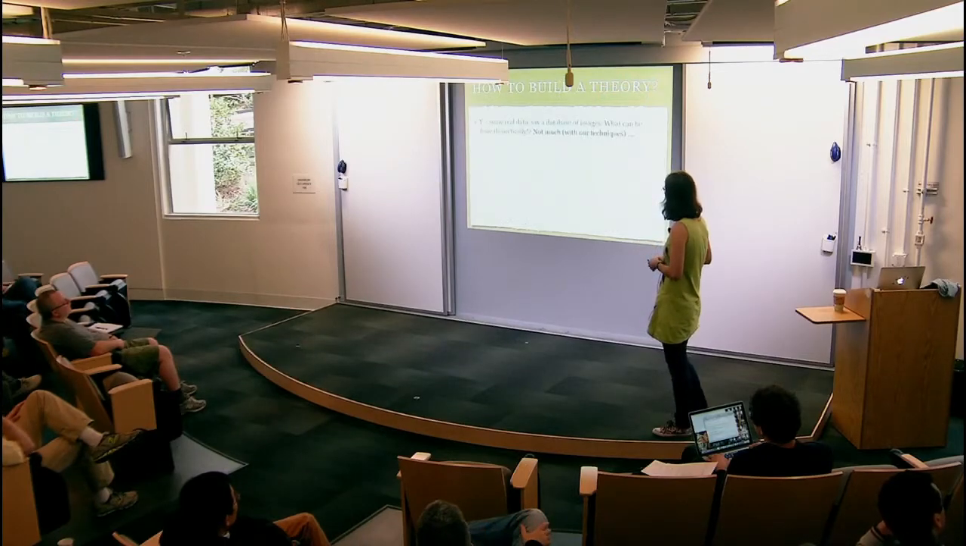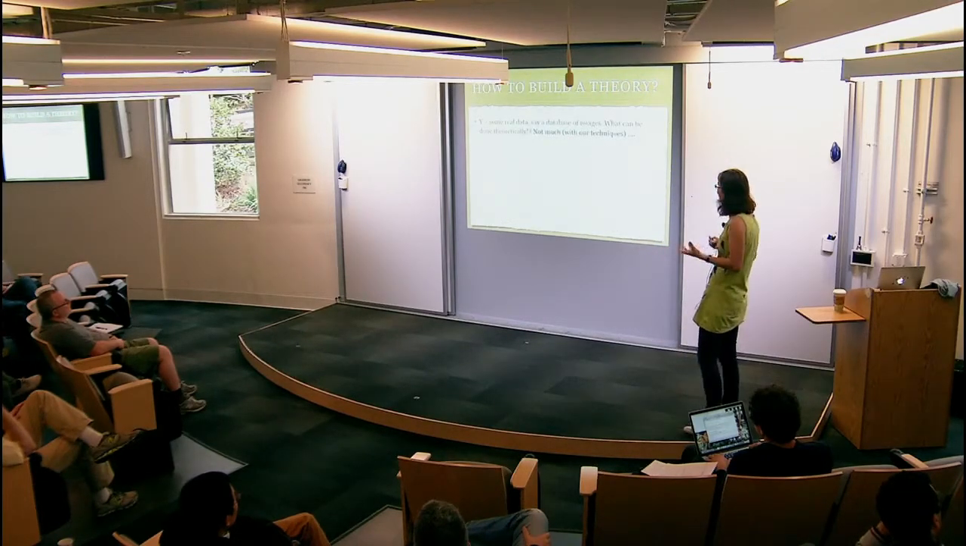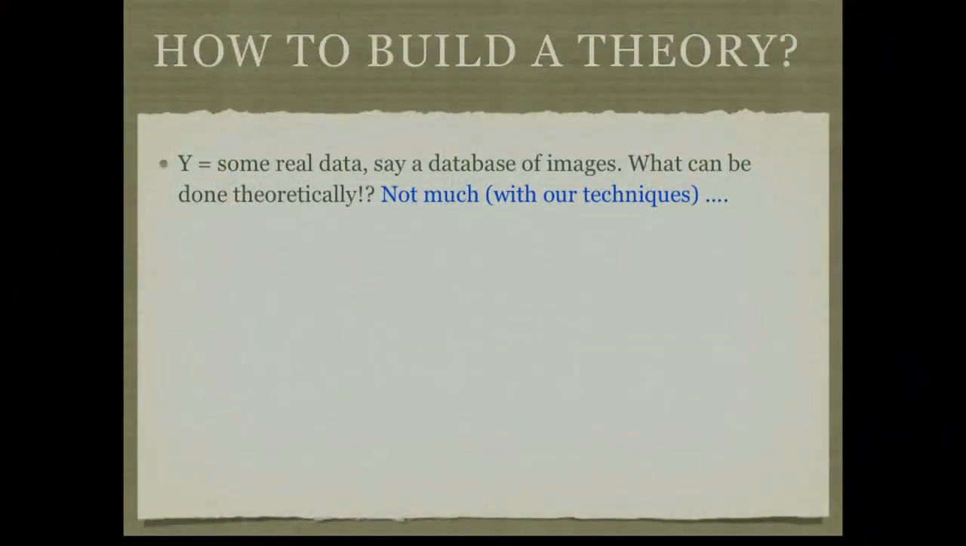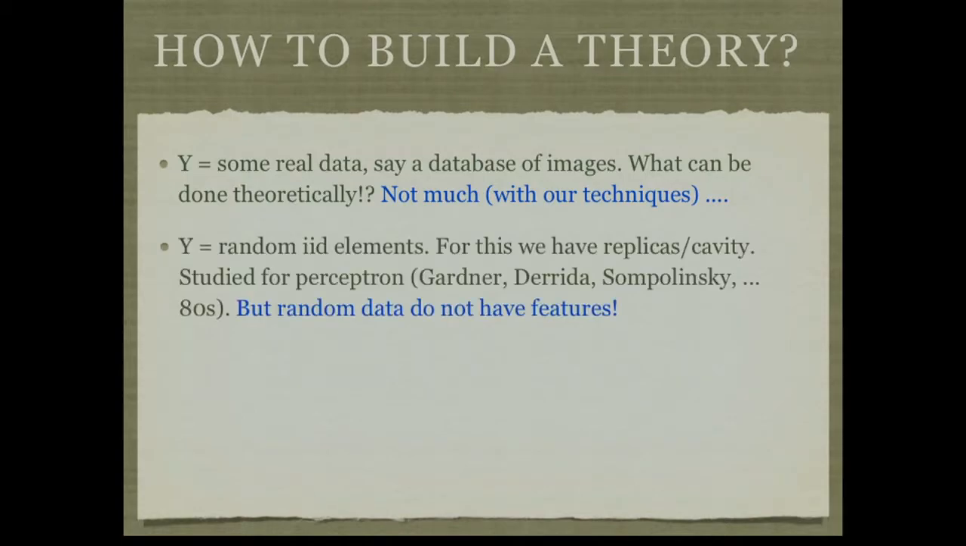So how to think about a theory like that? Ideally, we would like the data to be some real data, like these faces, a database of images or something like that. But with the kind of techniques that we have and were hearing about in this talk, if we want that, then we cannot do much. I can maybe do some algorithms, but if I want some theory, I cannot do much. Okay. So what is some case where I could do something?